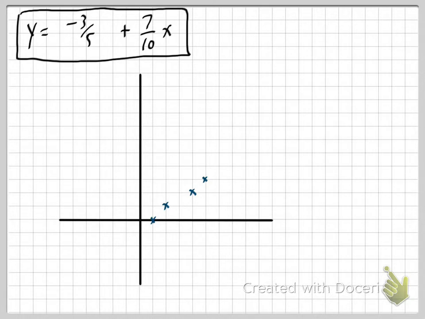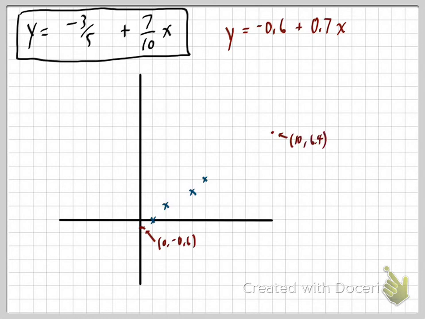And so let's just plot this to make sure this is a reasonable answer. Right, so in blue, I've drawn in the original data points. Just to help with the plotting, I'll write everything out in decimals. y equals negative 0.6 plus 0.7x. So the intercept is 0, negative 0.6. And I also plot this point 10, 6.4 and join it with a line. And what you'll notice is this red line that I've drawn here is a good fit to the original given data. In fact, it's the best fit in a least squares sense.